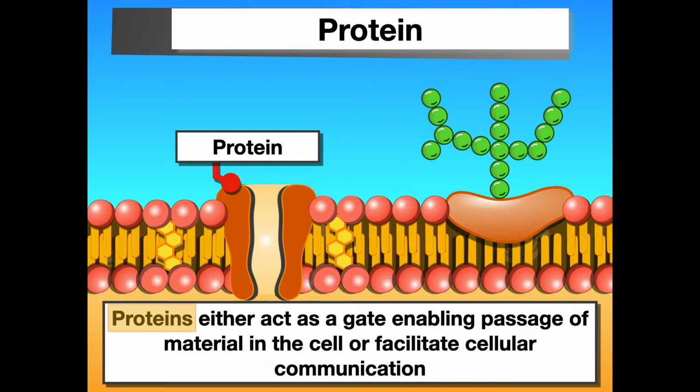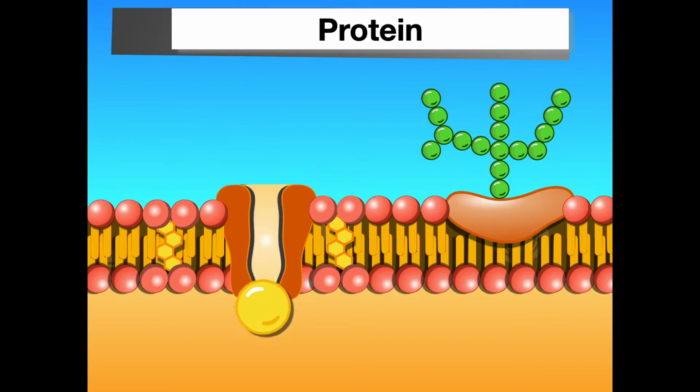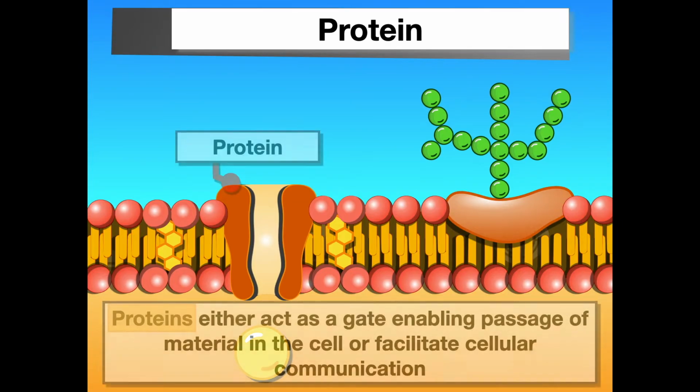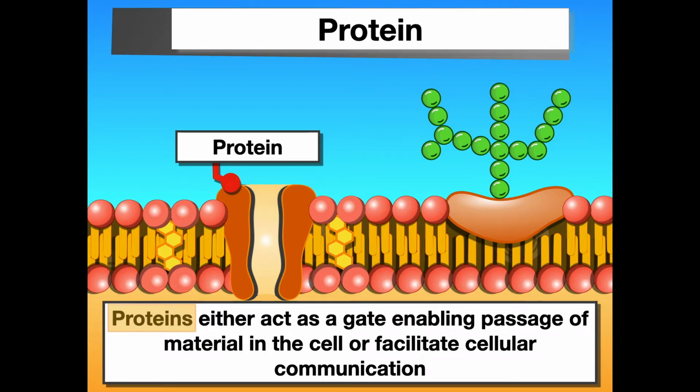So if we think about what their purpose is again, it is to enable large nonpolar or large molecules that wouldn't normally pass through the membrane to pass through, so that the cell can regulate that. So again, they're acting as a gate to enable that passage of material.